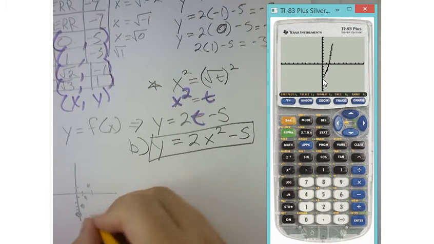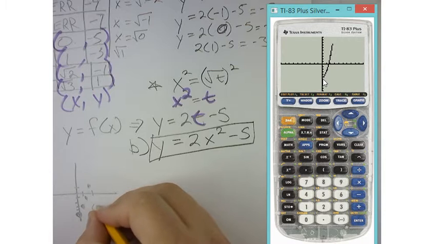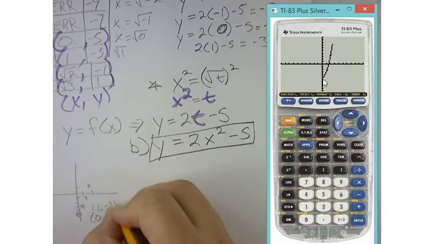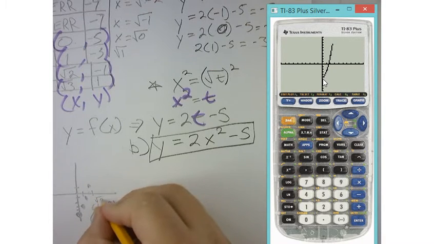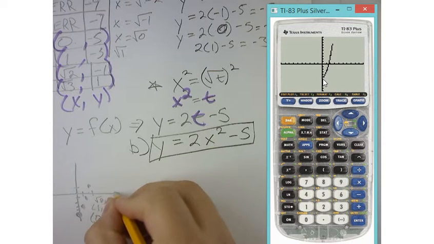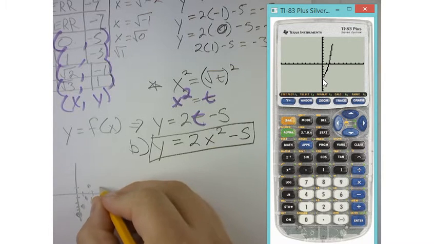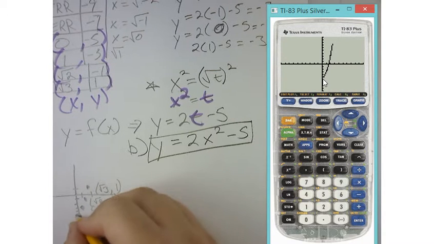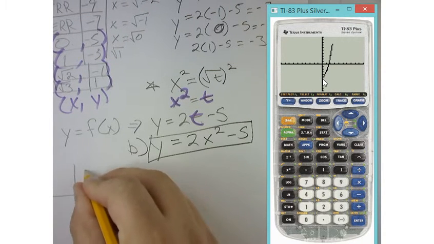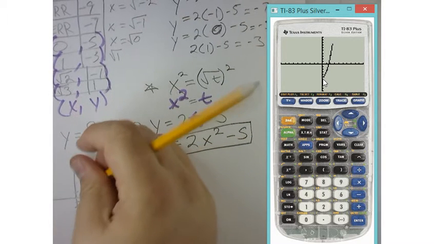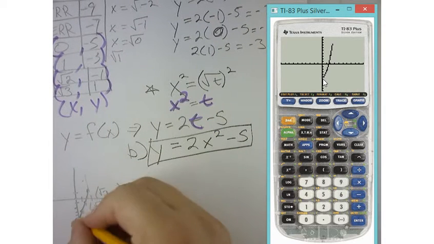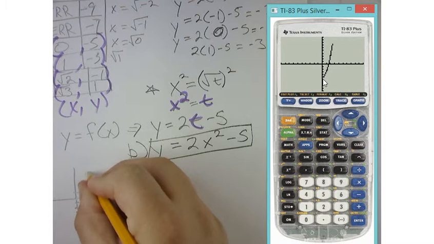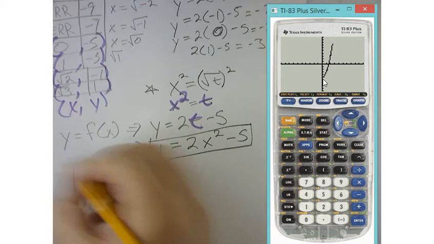And so this is the point 0 comma negative 5. This is the point 1 comma negative 3. This is the point square root 2 comma negative 1. And this is the point the square root of 3 comma 1. And so those graph, that's basically the graph. That's my parabola. Where this is x and this is y.